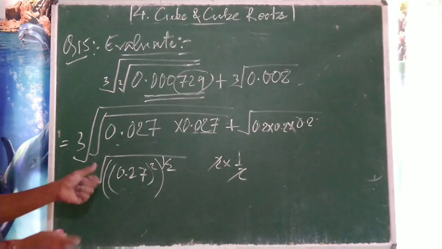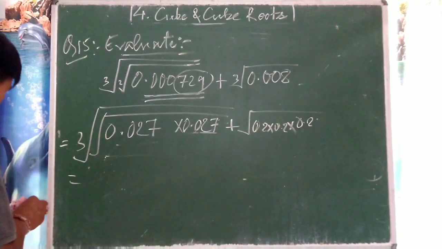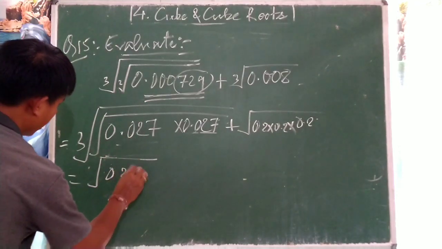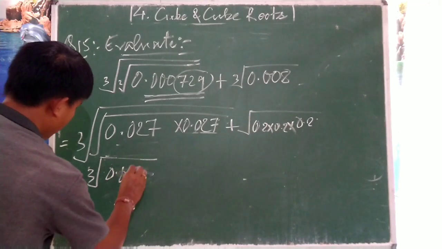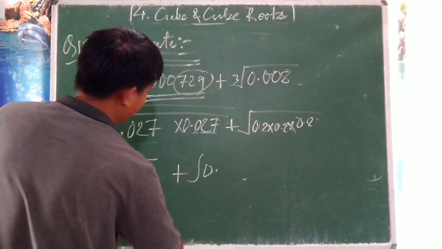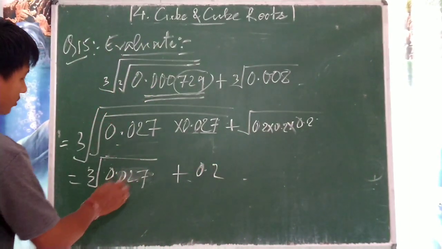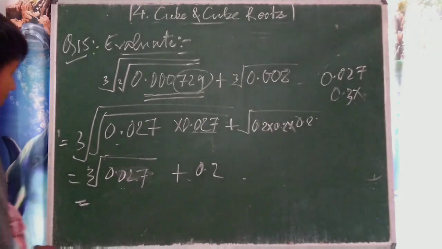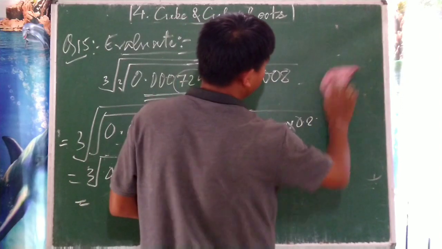So you can pause the video and write down. Okay. So this one, I am rewriting it again. Cube root of 0.027, sorry, and plus root over 0.2 again 0.2. For this 0.027, after how many decimals? 3 decimal places. So now I think all of you got the point. So for this 0.027.